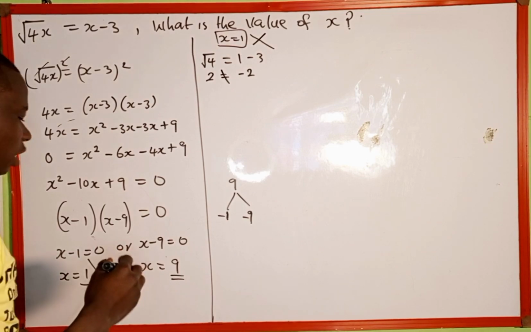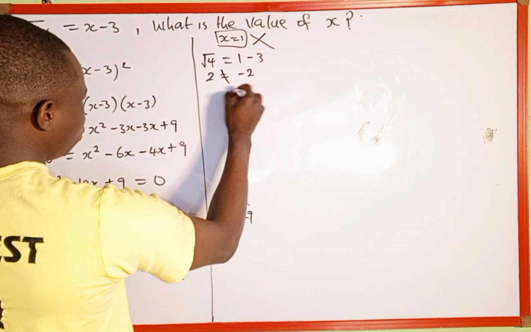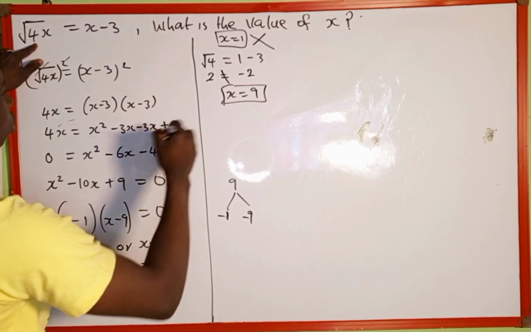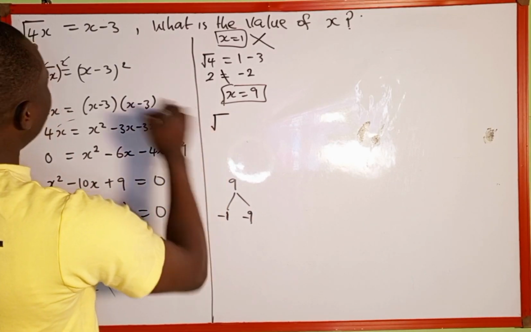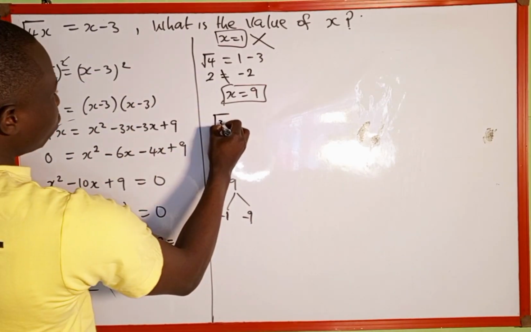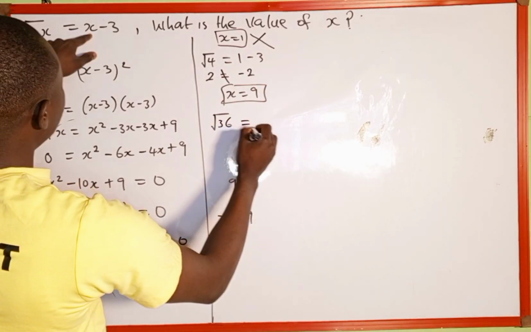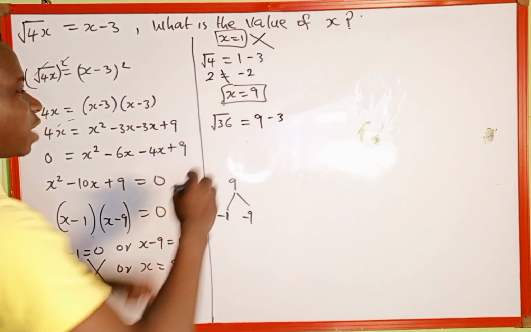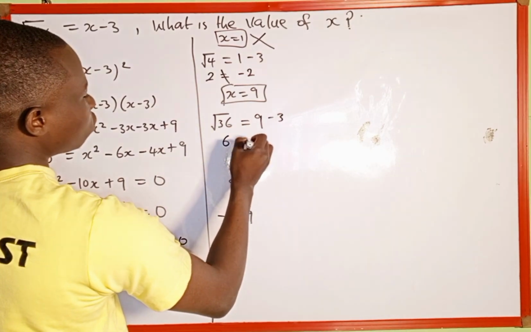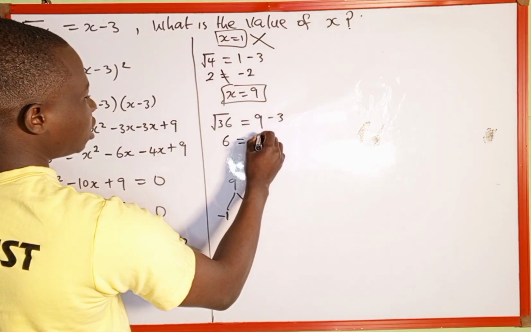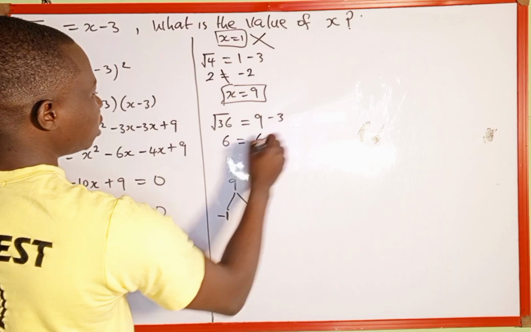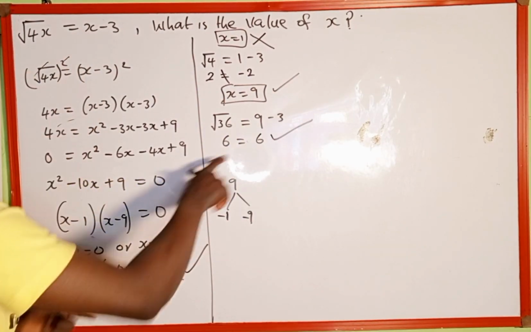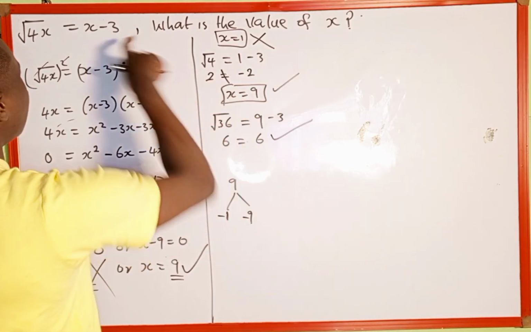Now let's see whether the second value 9 satisfies the equation. At x is equal to 9. So we plug in 9 into the equation. So this is going to be square root of 4 multiplied by 9, which is going to give us 36, which is equal to, in place of x here, we replace 9, then minus 3. Square root of 36 is going to give us 6, which is equal to 9 minus 3, which is the same as 6. So 6 is the same as 6. So the second value of x, which is 9, satisfies the equation.